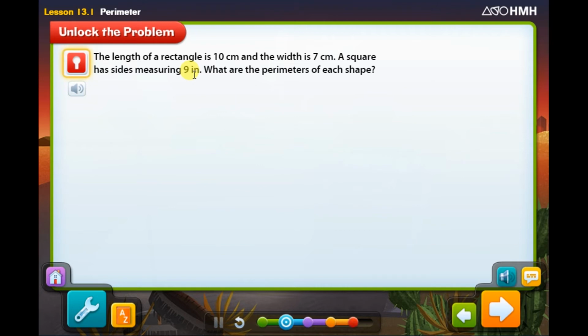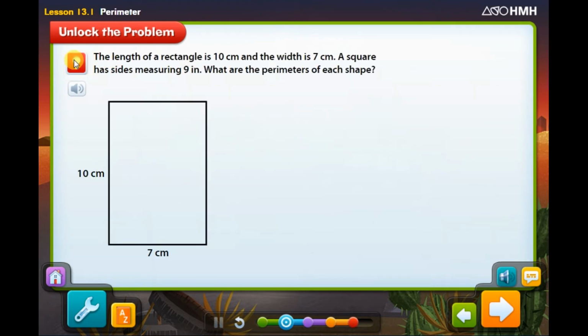I have 4 sides of a square equal 9. This means instead of adding 9 plus 9 plus 9 plus 9, I can easily multiply 9 by 4. And that's how I can implement multiplication in this formula. So let's see and show you how we can do that. Think, how can you find the perimeter of a rectangle?